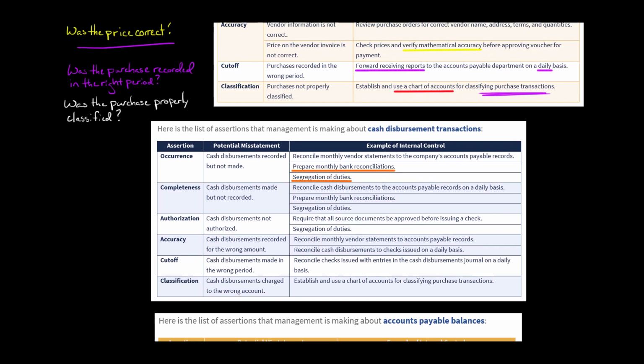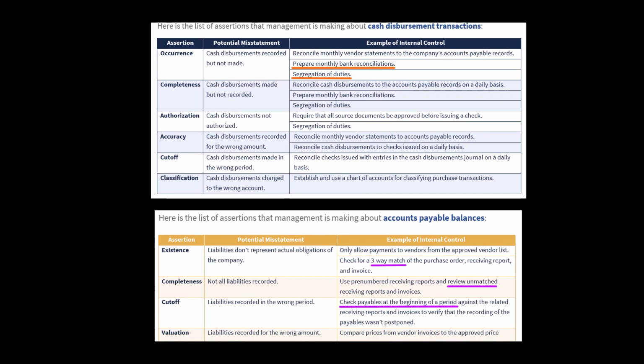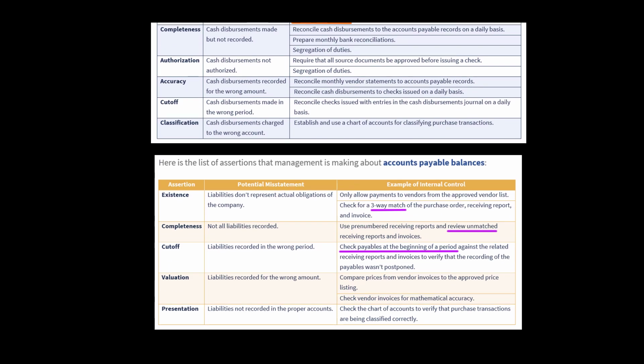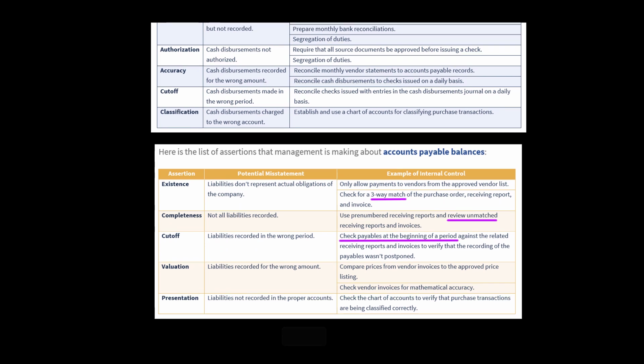Okay. Now, when it comes to accounts payable, right? So if we're thinking about the assertions that management is making about accounts payable balances, again, I've got the assertions here, a potential misstatement, and the internal controls over here. So we'll take a look at, for example, existence. Okay. So we've got accounts payable here.